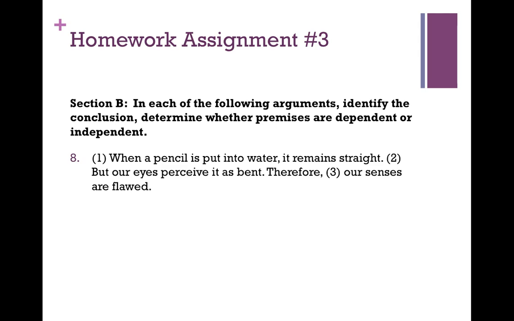You might think, our eyes perceive a pencil as bent, therefore our senses are flawed, that 2 could by itself maybe support 3. But that's only because you know for a fact that the pencil remains straight. So you're bringing into the argument additional information that's not provided here. But the reality is that 1 does not lead to 3 by itself, and neither does 2. It doesn't lead to 3 by itself, but 1 and 2 functioning together do. And so these are dependent premises, and we would diagram it in the following way.